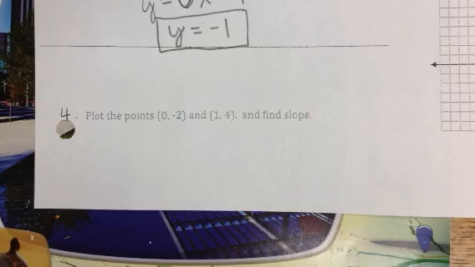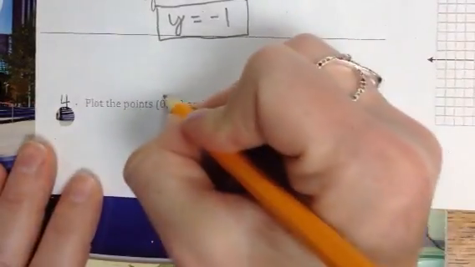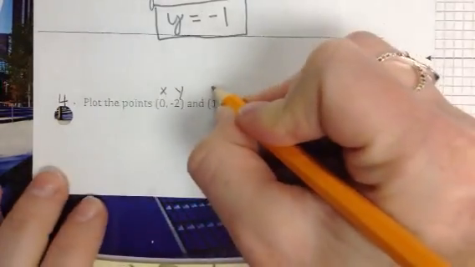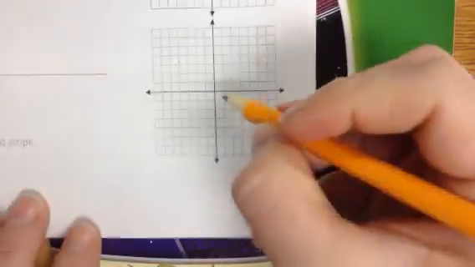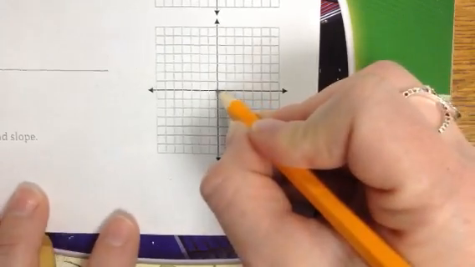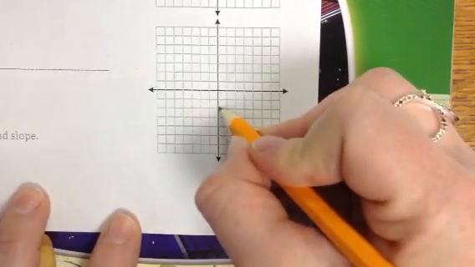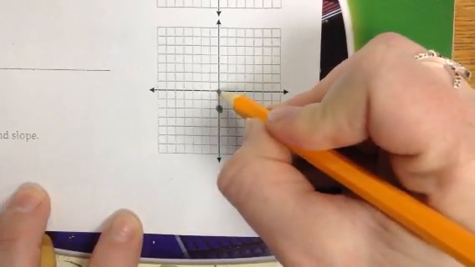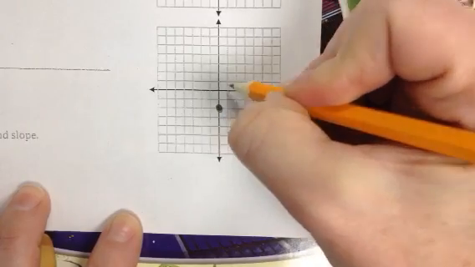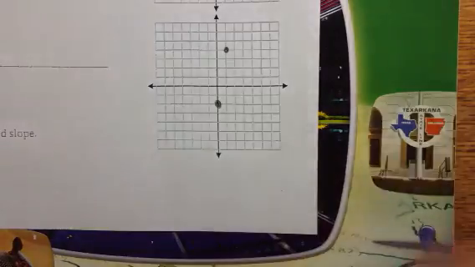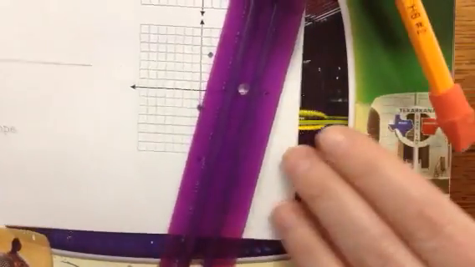Okay, the next one says plot the points 0, -2 and 1, 4 and find the slope. Okay, 0, -2. So 0 tells me I don't go left or right, but -2 tells me to go down 2 and put a point. 1, 4 tells me to go right 1 and up 4. Use your ruler to draw your line through those 2 points.